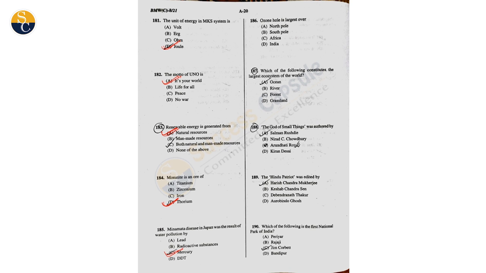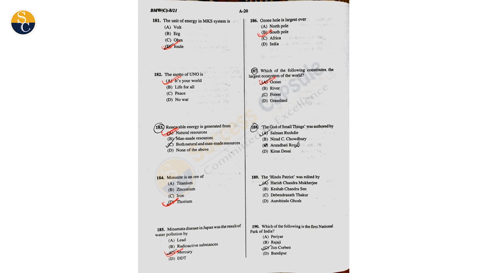Next, the ozone hole is largest over Antarctica. So, answer will be B, South Pole. Next, which of the following constitutes the largest ecosystem of the world? The largest ecosystem of the world is the oceans, because they occupy 78% of Earth's surface. So, A is the correct answer.